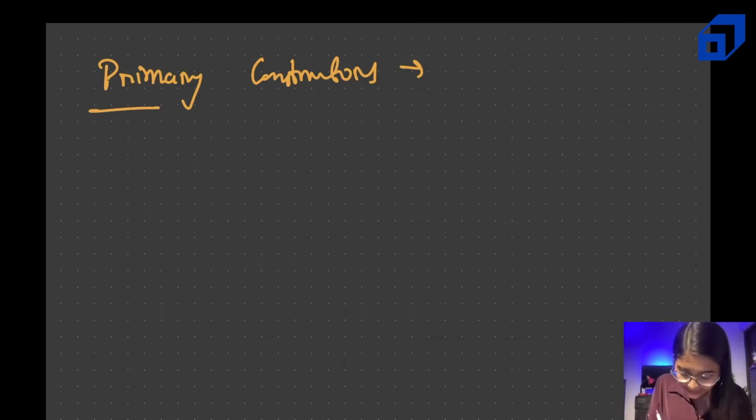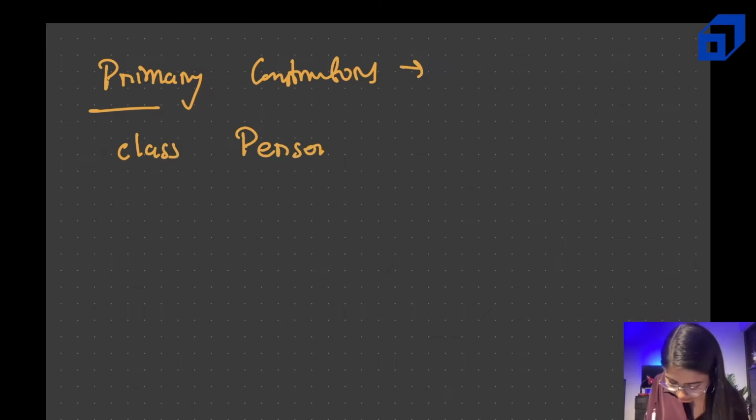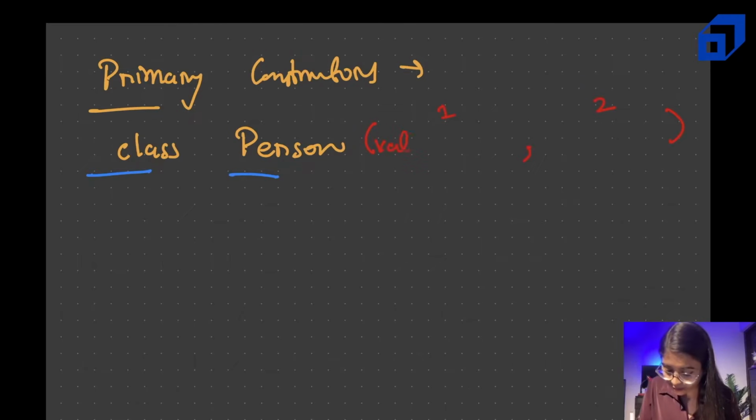Let's say you are creating a class Person, or Developer, anything for that matter. You know that the class keyword is used for creating the class, right? And this is the name of the class. So the primary constructor will be part of the class header itself. In the parentheses, let's say you are giving two parameters: parameter 1 will come here, parameter 2 right here.